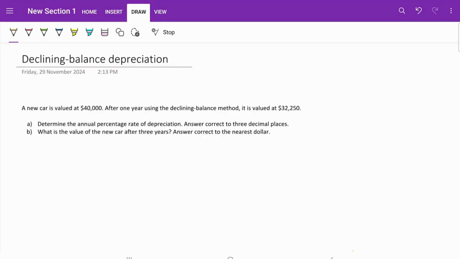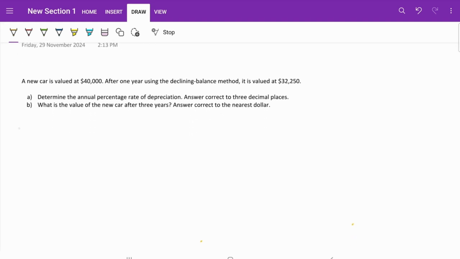For our last question today, we'll be going through a declining balance depreciation question. So it asks, a new car is valued at $40,000. After 1 year using the declining balance method, it is valued at $32,250. A, determine the annual percentage rate of depreciation. Answer correct to 3 decimal places. So what we want to do is use our declining balance formula. S equals V0, bracket 1 minus R to the N.